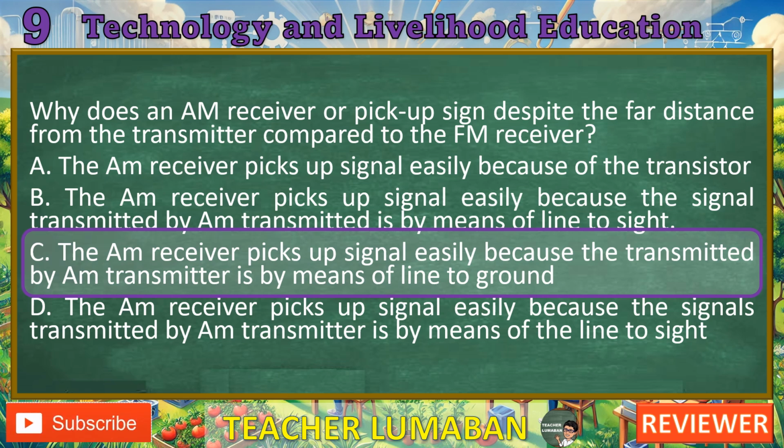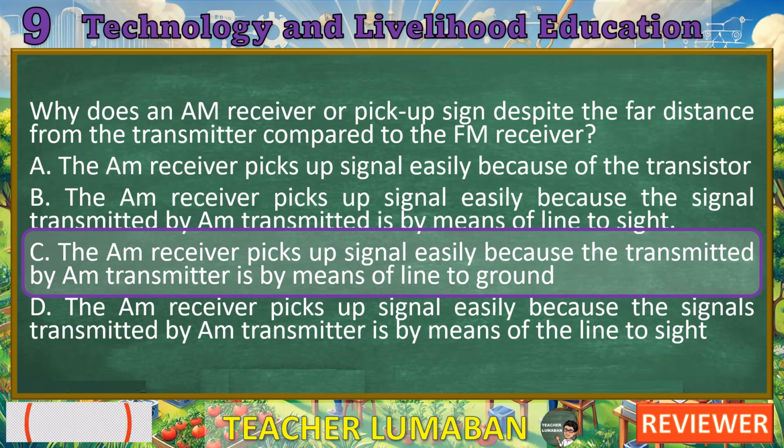Explanation. AM, amplitude modulation, signals can travel long distances because they propagate as ground waves and sky waves. Ground waves follow the Earth's surface, allowing AM signals to be received far from the transmitter, even beyond the horizon. Additionally, at night, AM signals can reflect off the ionosphere, sky waves, further extending their reach. FM, frequency modulation, signals, on the other hand, primarily use line-of-sight propagation, limiting their range compared to AM.